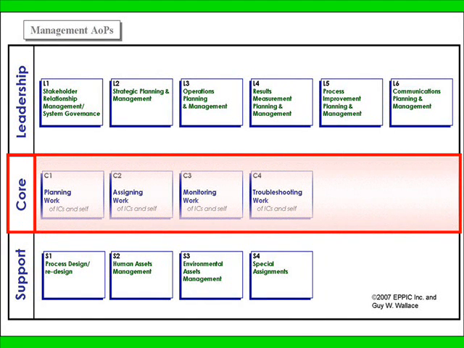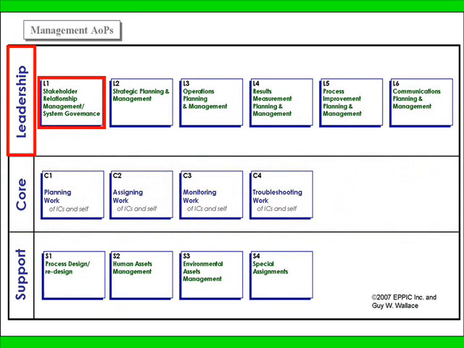All levels of management are involved in the core areas of performance for management: planning work, assigning work, monitoring work, and troubleshooting work. The lower you are in the management hierarchy, the more your job is focused on this. The higher you are in the hierarchy, the less you are focused on this.